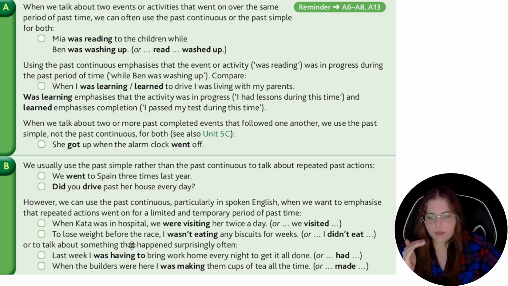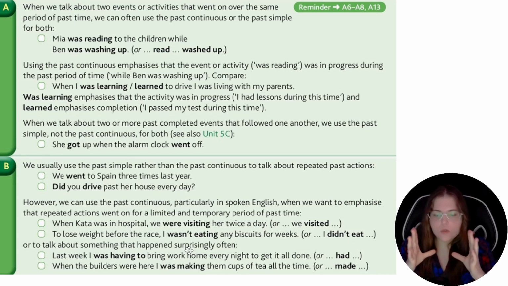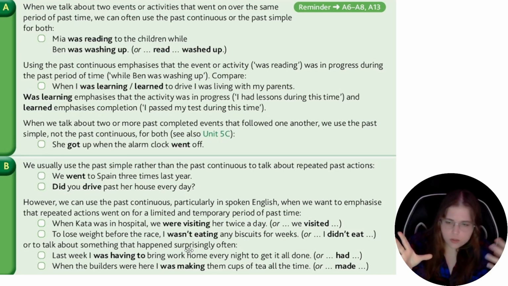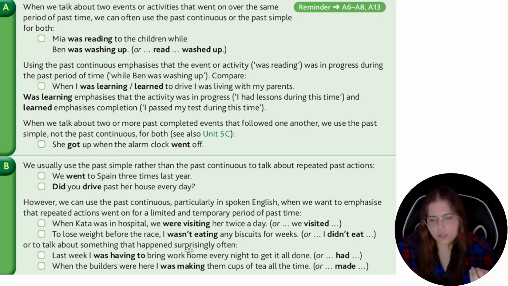Or to talk about something that happened surprisingly often. For example, last week I was having to bring work home every night, surprisingly often, to get it all done, or had. If it's just a fact, okay, I had to bring work home and so on. But if I want to emphasize that I was irritated by that, it was difficult, complicated, I didn't want to bring my work home, but I had to, and so on. I was having to bring work home.